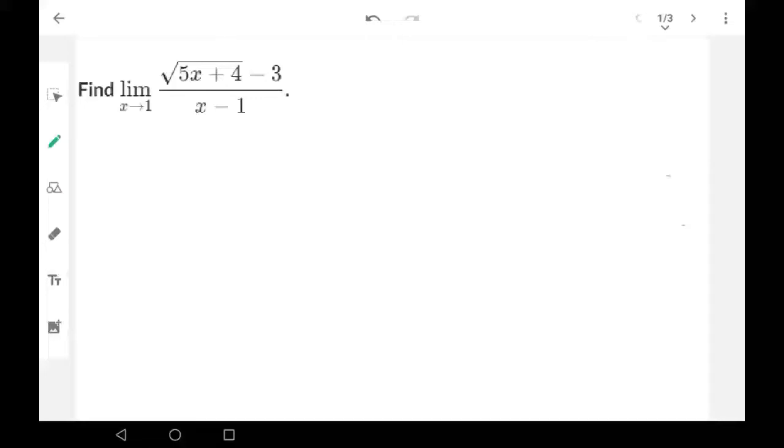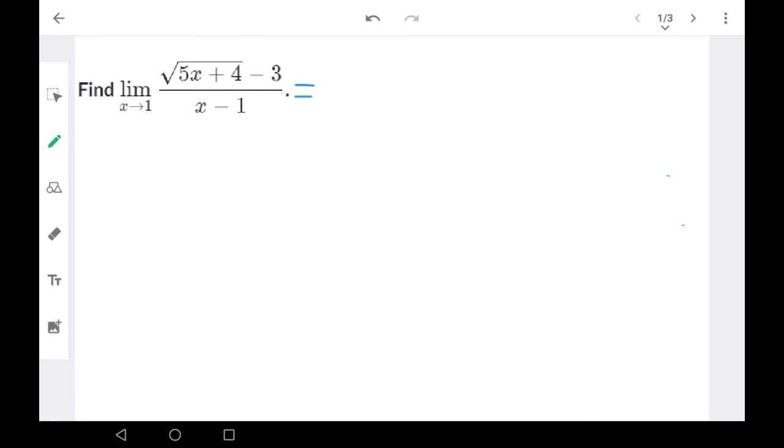Okay, limits with conjugates. Find the limit as x approaches 1 of the function radical 5x plus 4 minus 3, divided by x minus 1, right? So that's the function that we have. Always when you have a limit, what you have to try first is direct substitution.